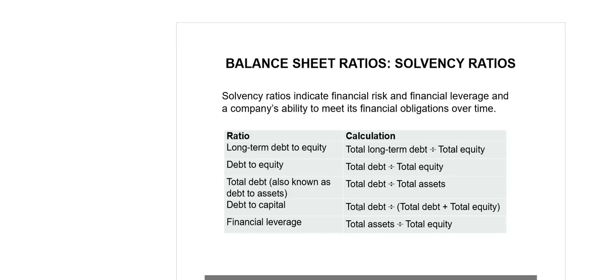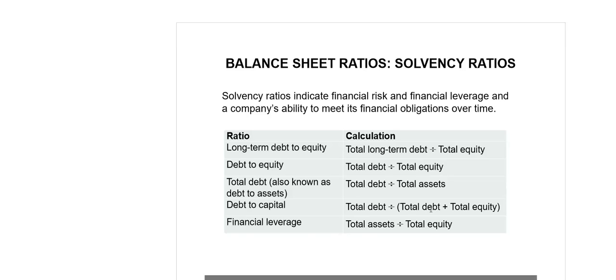So the long-term debt to equity ratio is the total long-term debt of the company divided by the total equity of the company. Similarly, the debt to equity ratio is the total debt of the company divided by the total equity of the company. Here, debt includes both short-term and long-term debt on which interest is paid. The total debt to total asset ratio is total debt of the company divided by the total assets of the company. Again, total debt includes both short and long-term interest-bearing debt.